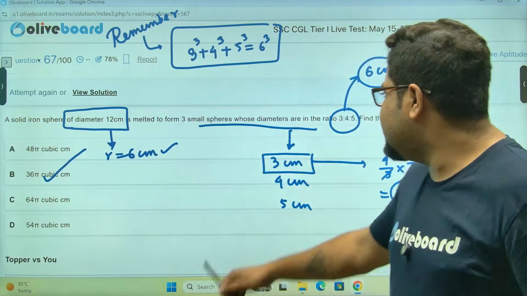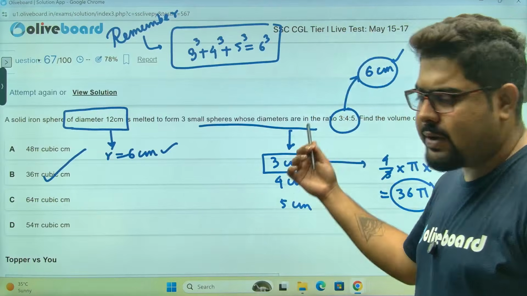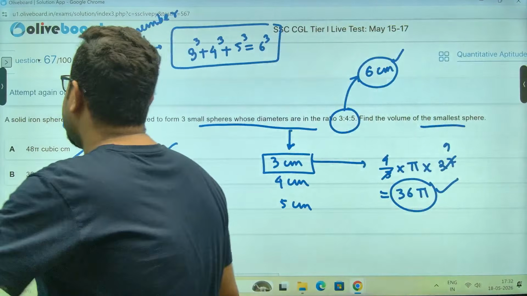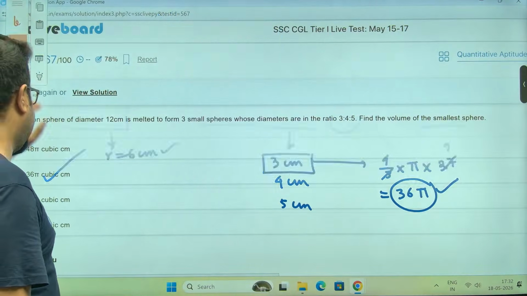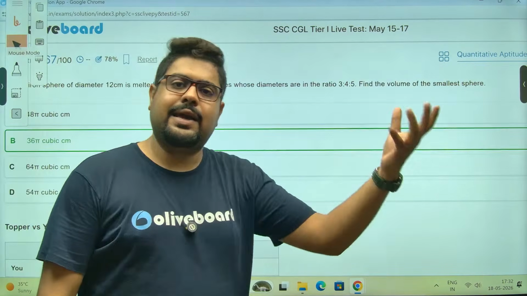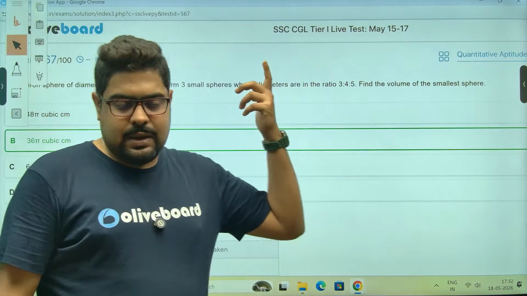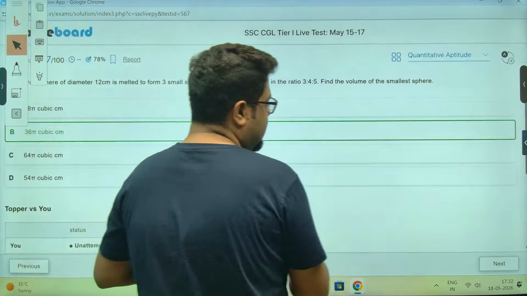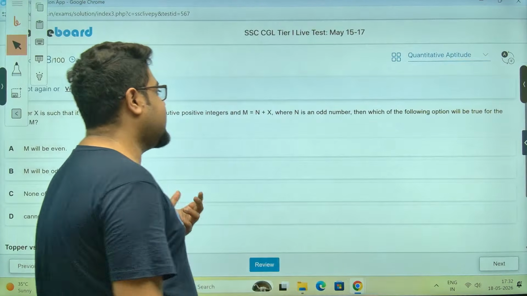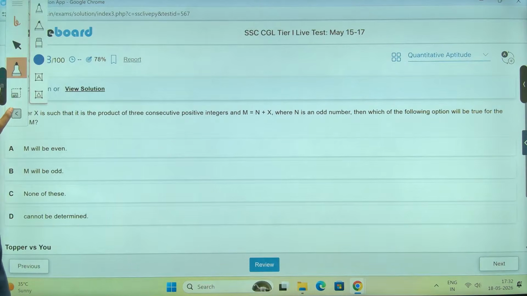Otherwise, what you will do, you'll take some k or x, whatever you take, and you need to do it again. If you take k, at the end of the day, you will find k equal to 1. But again, if you know, you can skip that step. That's the advantage. Next one, sir.